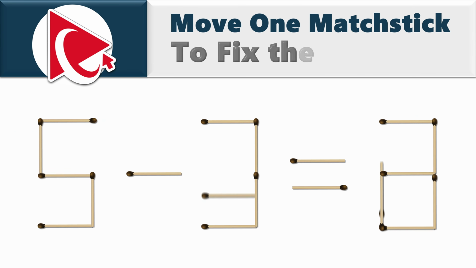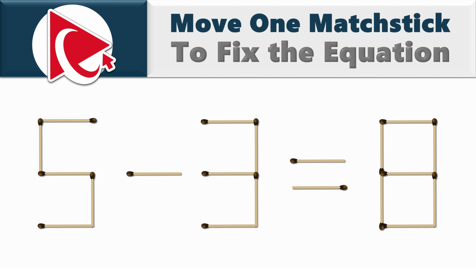You're presented with an equation built with matchsticks. The equation is not correct right now. The equation is 5 minus 3 equals 8. Your goal is to fix the equation by moving just one matchstick. Yes, just one. It seems so easy, but maybe it is or maybe it isn't.